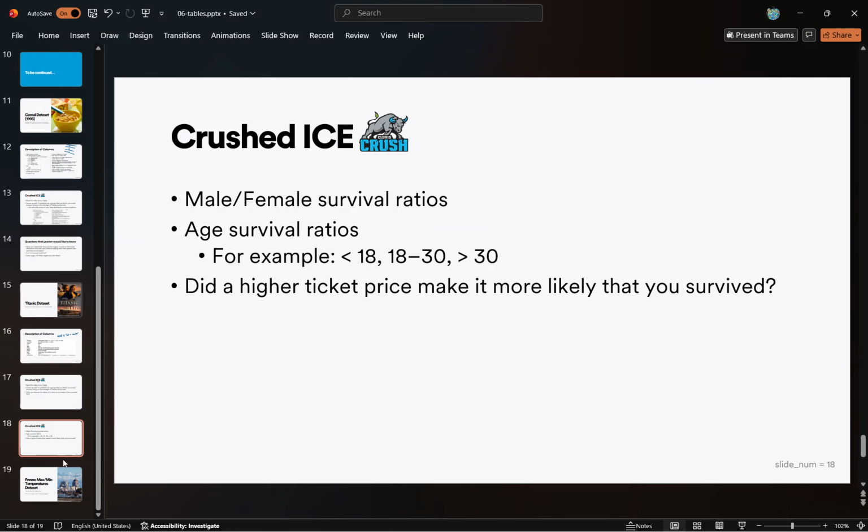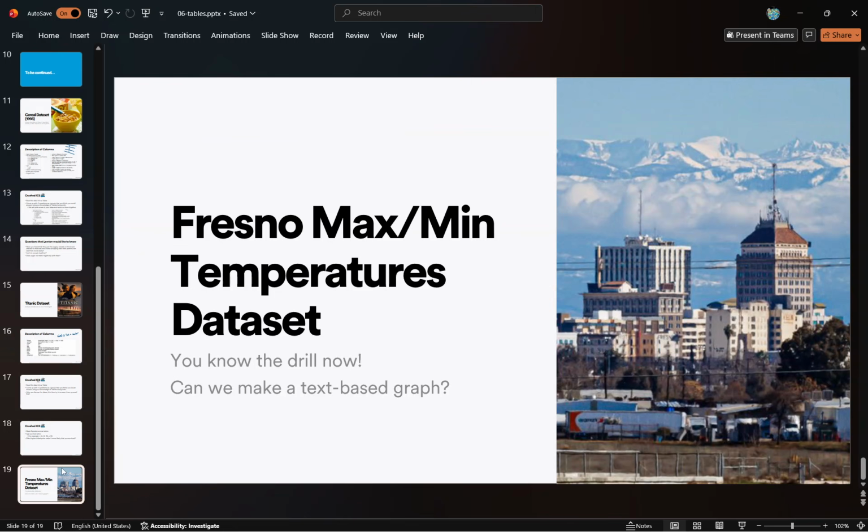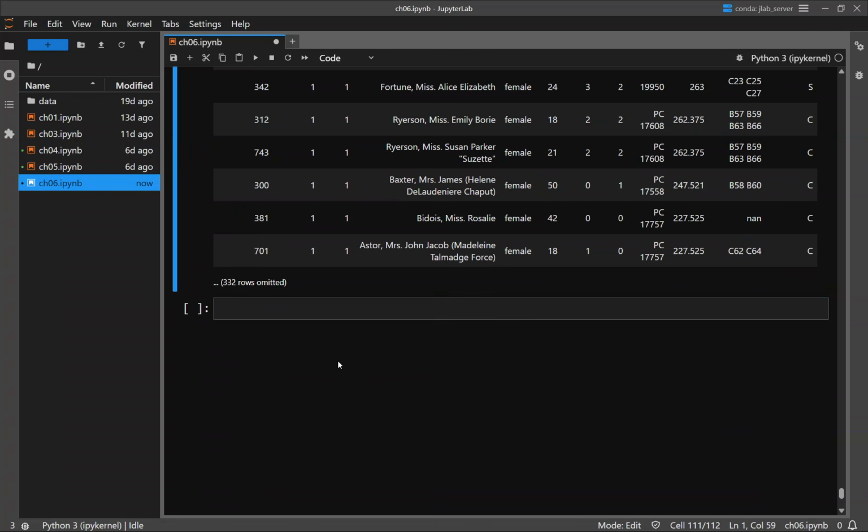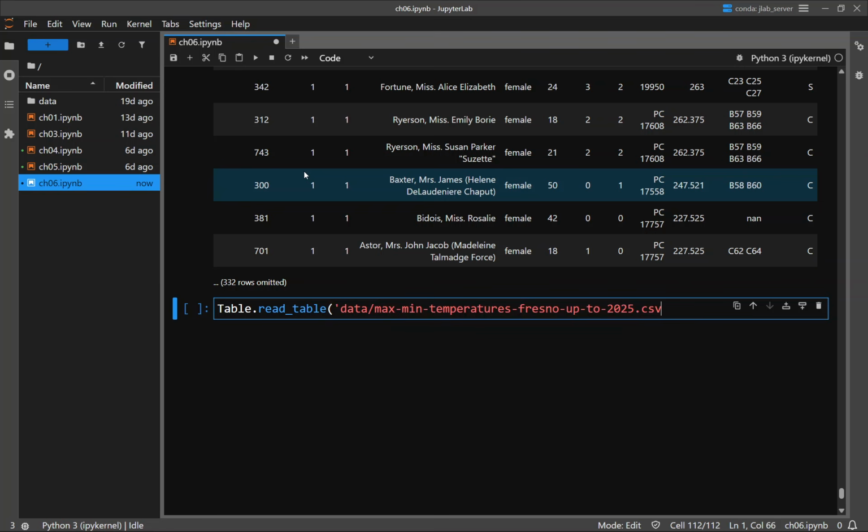And so for my last trick, the last thing I'll do before I give you time to work, I have one last data set about max and min temperatures in Fresno. I read all this off of Wikipedia last year. And I think probably the rates are mostly the same, but it's this file. It's max min temperatures Fresno up to 2025. If you just start typing max and hit tab, it'll fill it in for you. If you put this file somewhere for yourself, I'll call it temps.